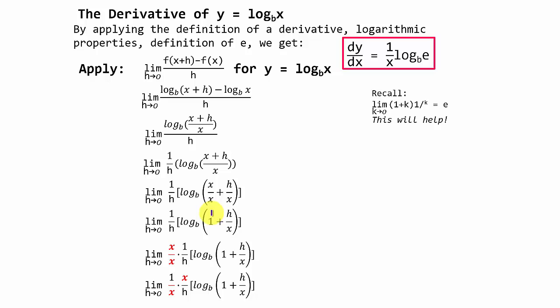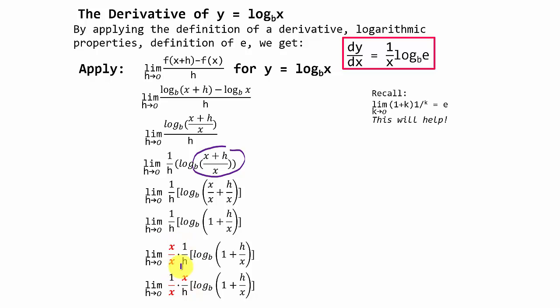Next step, I'm just rewriting this here as x over x plus h over x. X over x is 1. Now I'm going to multiply this by x over x, and I'm just doing this to get to where we need to be in our proof. By the way, it is not necessary to know this proof for the test, but again, I think it's important that you know where this derivative originated from.